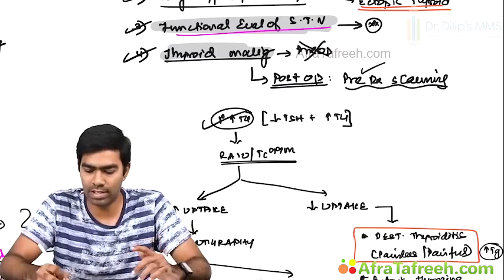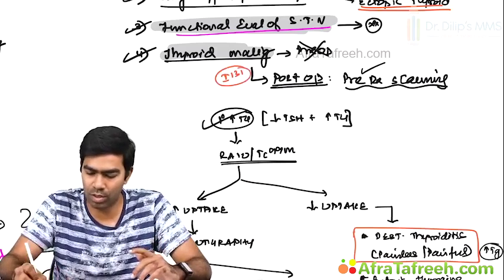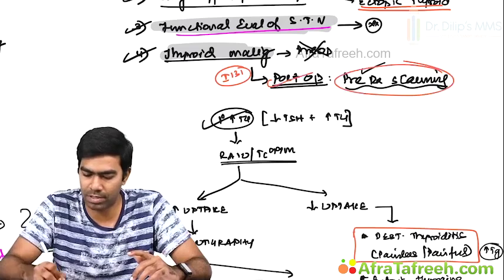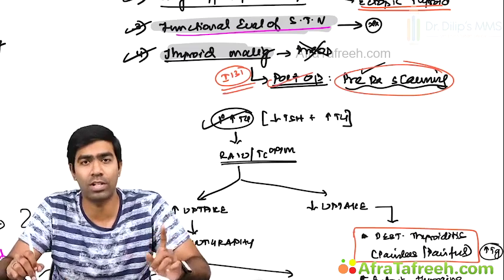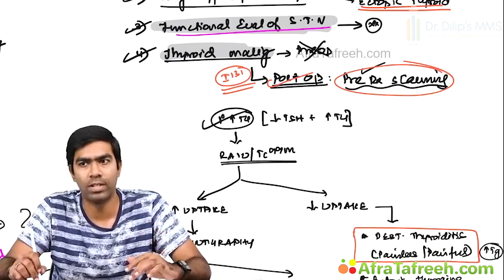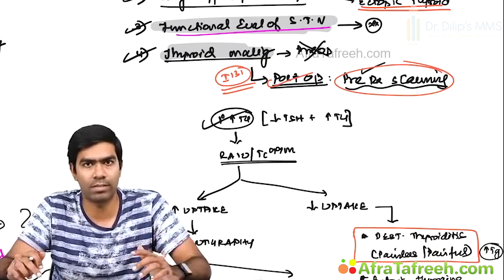For this, the tracer that we use is I-131. For this post-op pre-treatment scanning, the tracer we prefer is I-131, not I-123. Again, I'll tell you, there are a lot of reasons behind that. Fine.